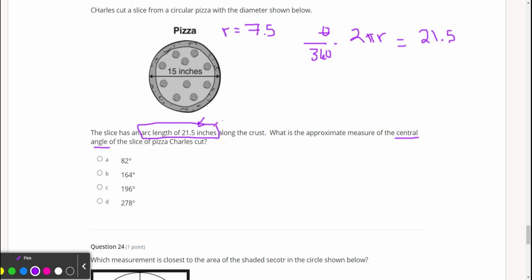21.5 over 360. The easier way to do this is to substitute these answers in and see which one matches. So if you put 82 in here, what do you get? So does that work? What if you put in 164? So you just go through your answer choices and see which one matches. The arc length, which is your answer, goes down here. This is kind of a complicated order of operations thing to solve, so it's easier to just substitute your answer choices in.